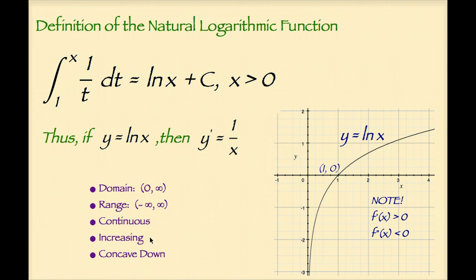It is also increasing on its entire domain and concave down on its entire domain. So note what that means. The first derivative of the natural logarithmic function is always positive, and the second derivative of the natural logarithmic function is always negative.